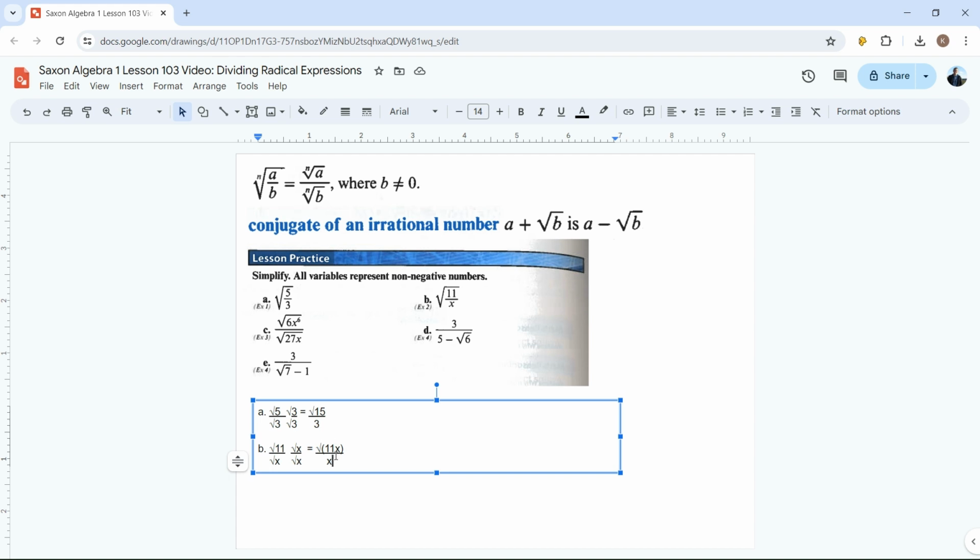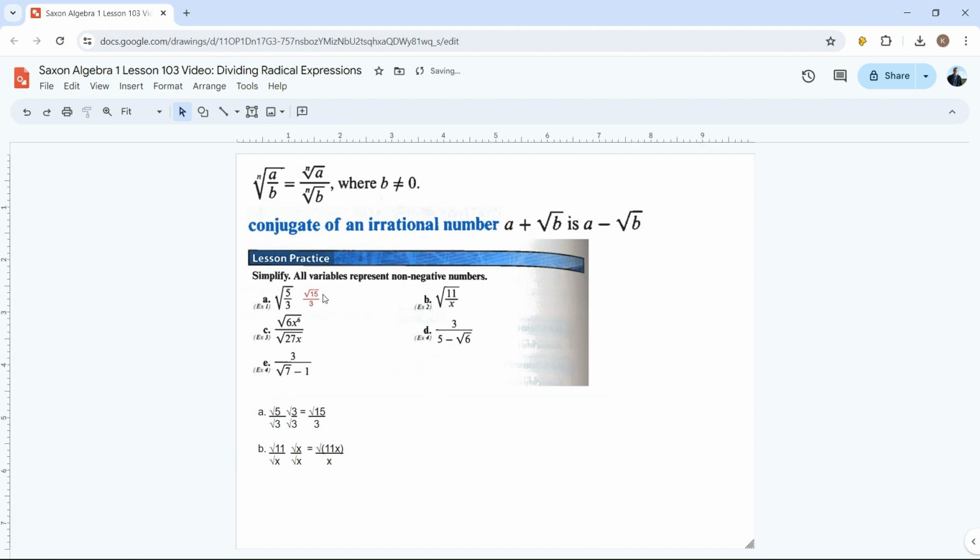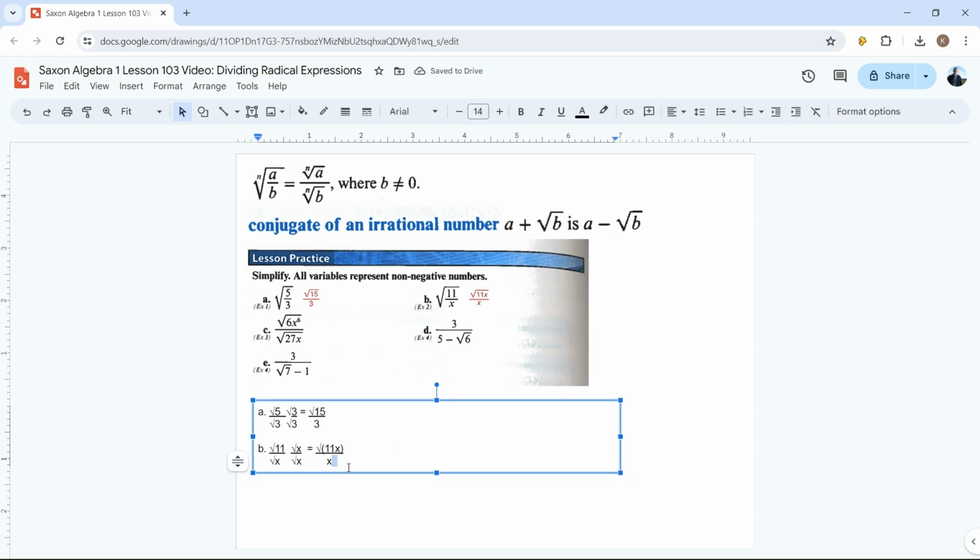So this is my answer for letter B. Let's make sure I'm answering these correctly. So letter A, square root of 15 over 3. Letter B, square root of 11x over x. All right, let's move on to letter C.